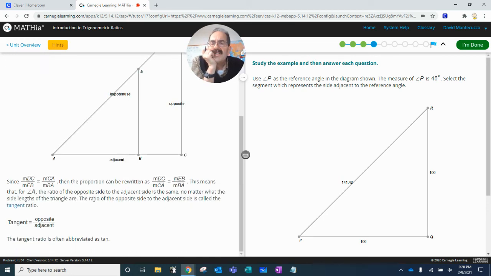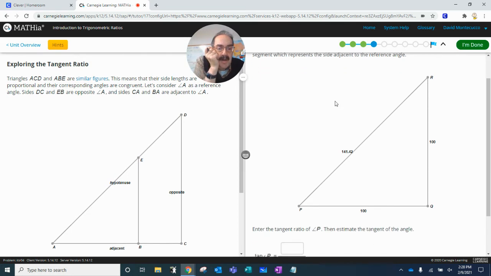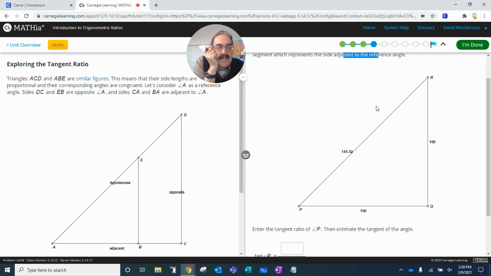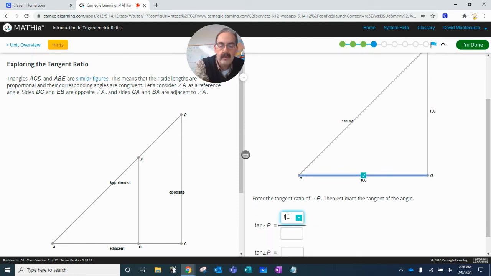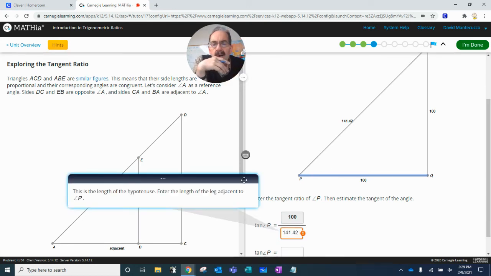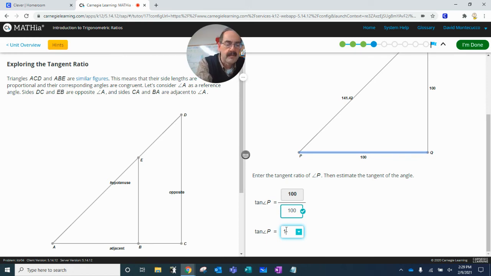Similar figures, so the tangent is opposite over adjacent. So now, select the segment that represents the adjacent to the reference angle. Okay, so 100 over 141.42. Okay, so SOH CAH TOA. Tangent, the opposite, 100, over adjacent, and that's going to be nothing more than 1.